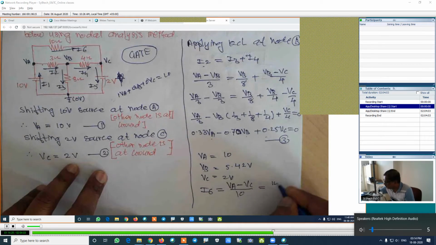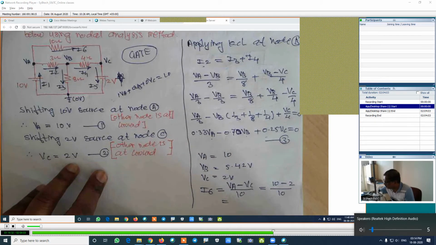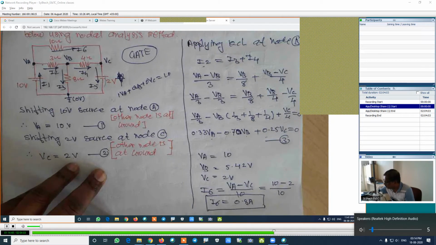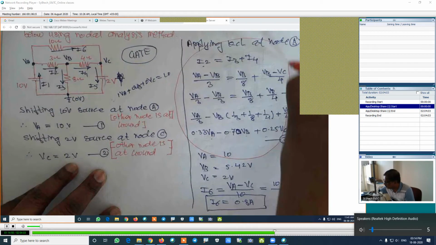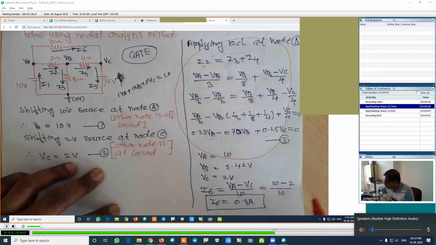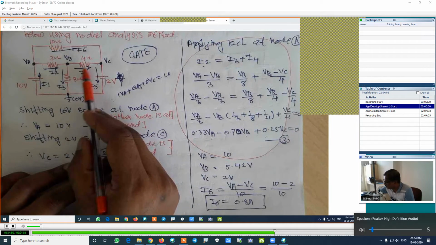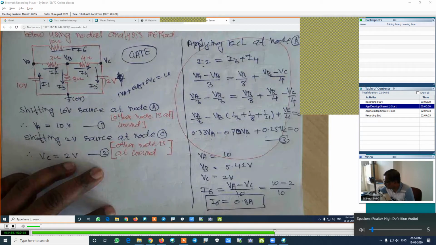Yes or no? Yes. How will the questions be at the level of competitive examinations, just like GATE? We are interested in the calculation of current in the 10 ohm resistor. What is the equation for I6? VA minus VC divided by 10, which is 10 minus 2 divided by 10, which is 0.8. This is right, 0.8 amperes. This is I6. Whether these calculations are required? No.